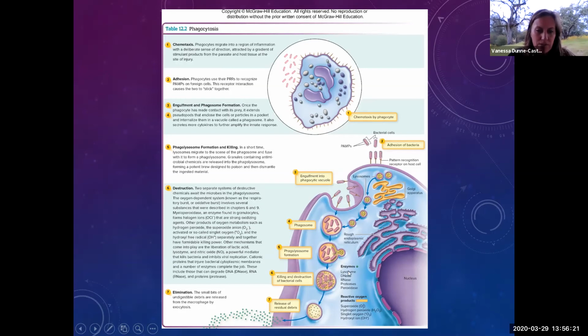So all of these things are great at destroying, digesting that bacteria, breaking up its envelope, its cell membrane, cell wall, etc., all of its protein components, and then generating little tiny pieces of the organism, which are called antigens, and these are released as debris, or they can be attached to receptors for presentation.